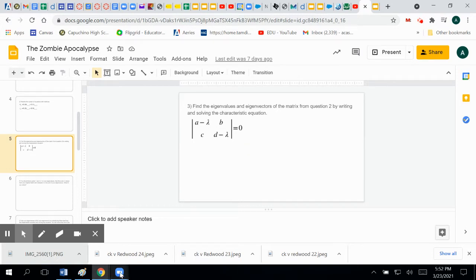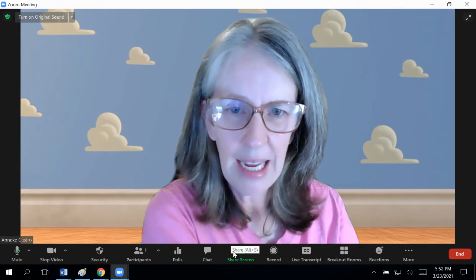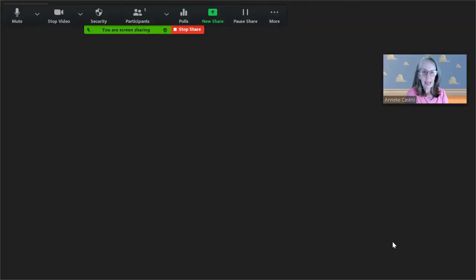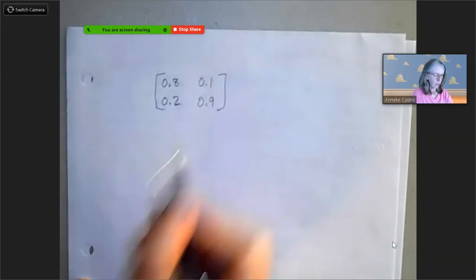So let's see if I can click over to Zoom and share my camera. This is going to be interesting to see how my technology works out here. So I'm going to share my camera, which is out of focus. That's good. Let's focus it. Here it comes.